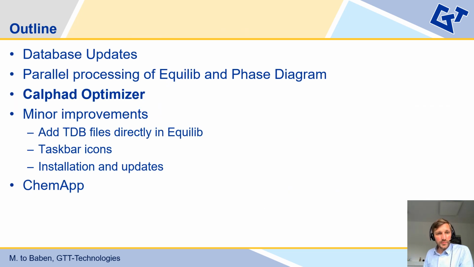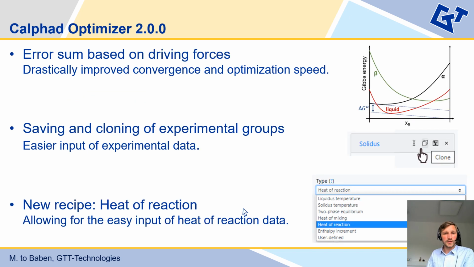Then in the Calvert Optimizer, there have been a couple of major changes. We had an intermediary release around Christmas last year, and this time in version 2.0 we have completely revised the way that we calculate the error sum. So in the past it was an optimization with respect to the measured experimental data.